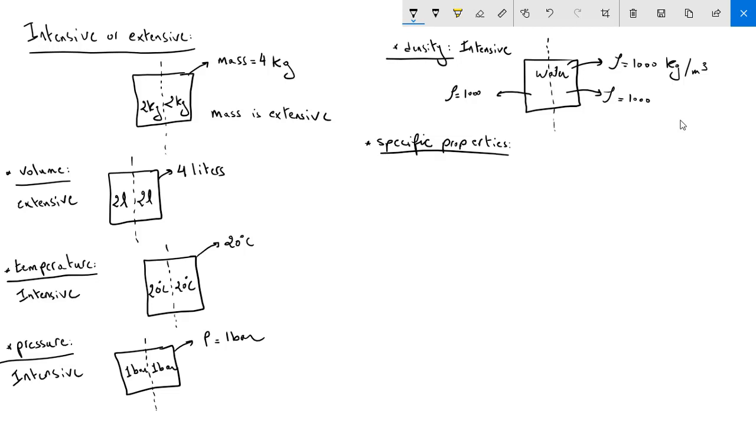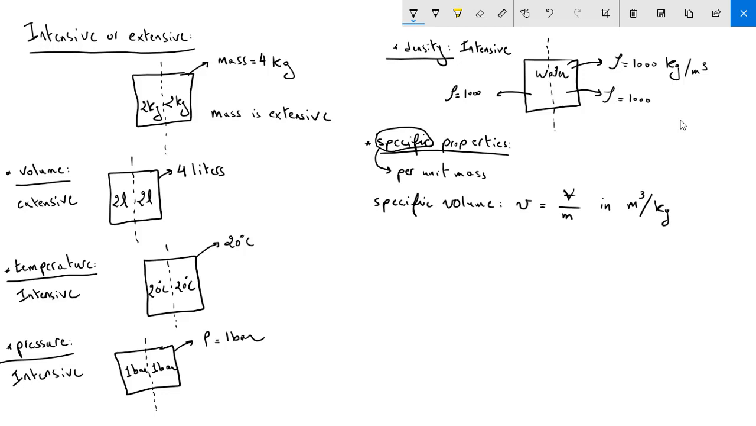So in thermodynamics, whenever we hear the word specific, it means per unit mass. So when I say specific volume, denoted by a small v, it is the volume divided by mass, and it will be in units of meter cubed per kilogram.